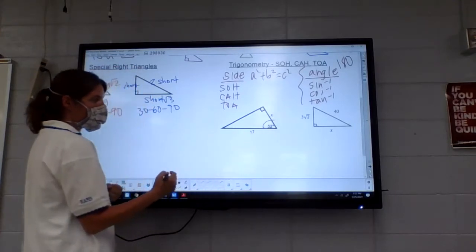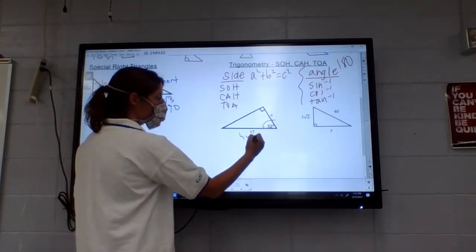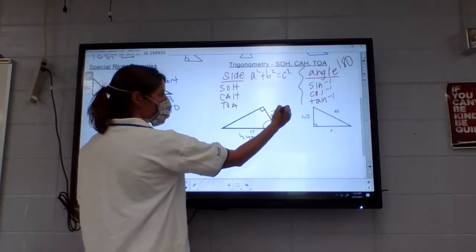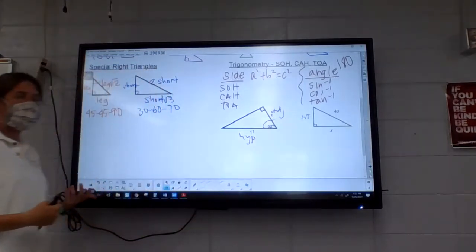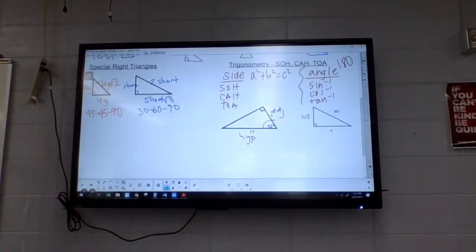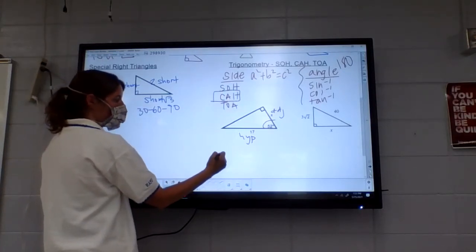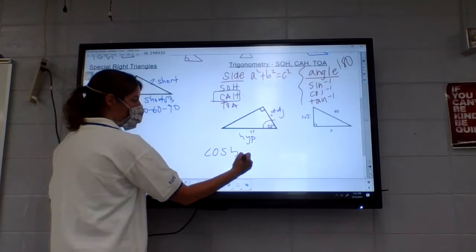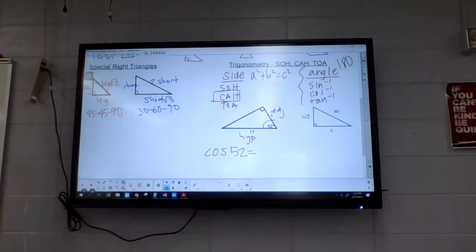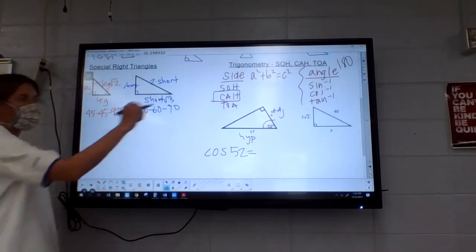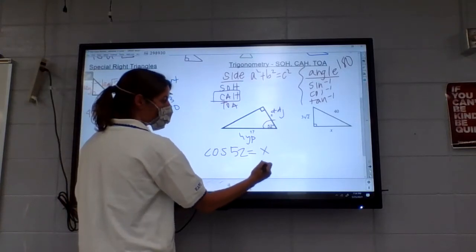So based off this 52, this is my hypotenuse. And then this is my adjacent because it's right next to that side or that angle. So adjacent and hypotenuse is cosine. I'm going to do cosine of 52 equals adjacent over hypotenuse, which is x over 17.